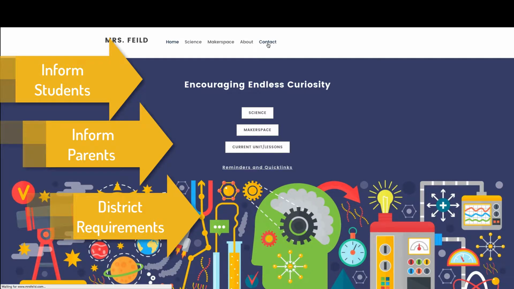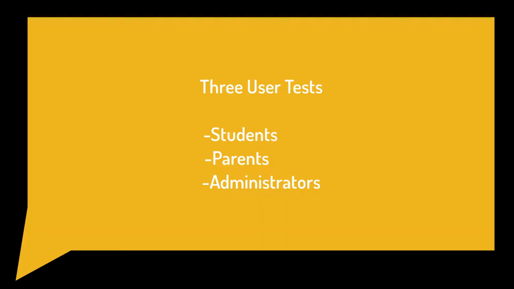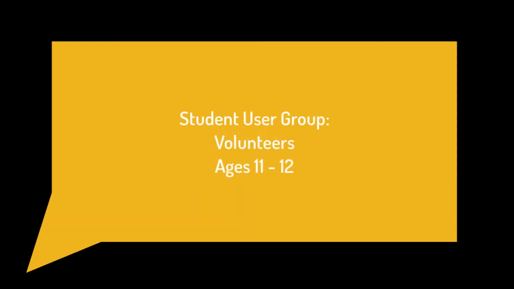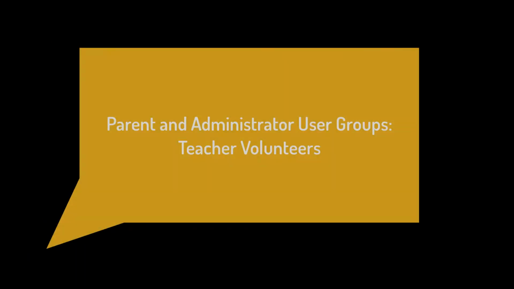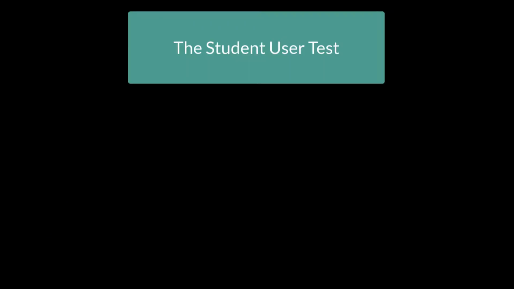to their website weekly. I tested the site with 3 groups based on my 3 main user types: students, parents, and administrators. There were 5 participants in each group, so that meant a total of 15 testers for the site. The student group test consisted of 5 student volunteers from my own classroom, and they were between the ages of 11 and 12. The parent and administrator test groups both consisted of teachers who volunteered for the test from my school. The student user test was conducted in my own classroom during a student break.